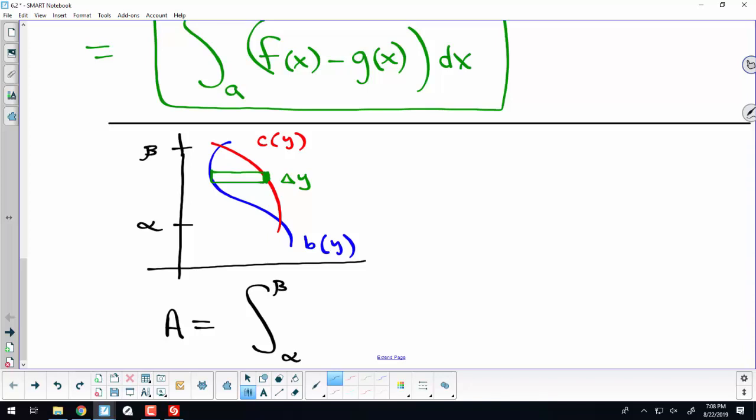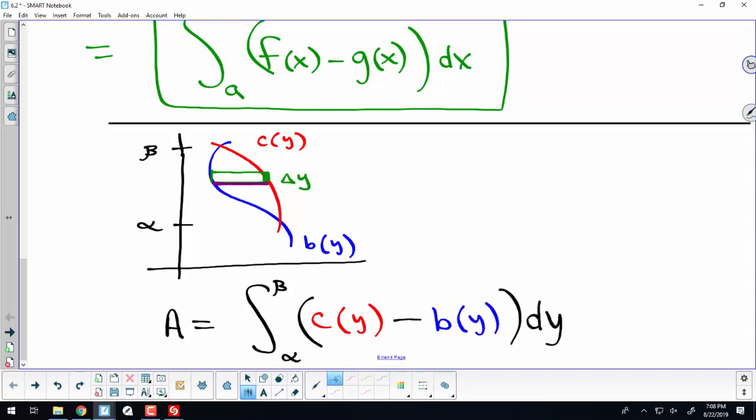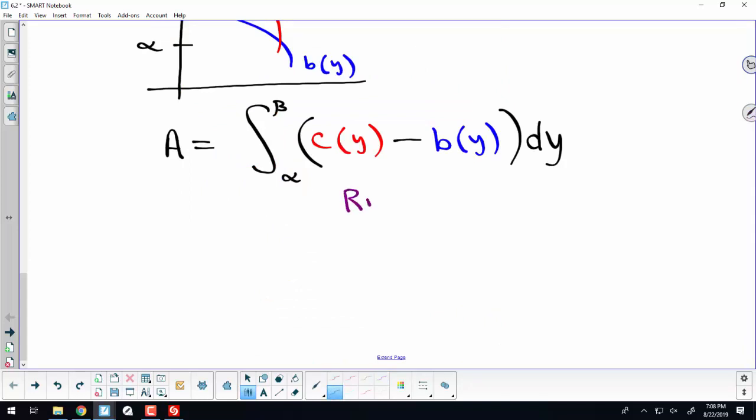And then how would we calculate the height of each rectangle here? C of y minus b of y. Yeah. So it's the right curve or the right function of y minus the left. So here we would have c of y minus b of y. So right minus left.